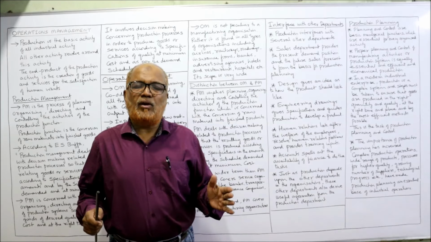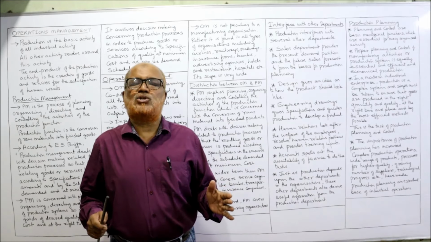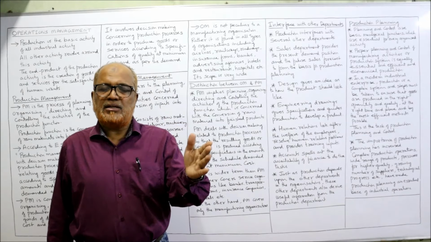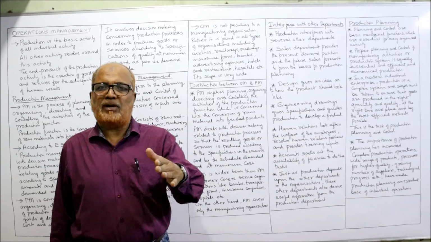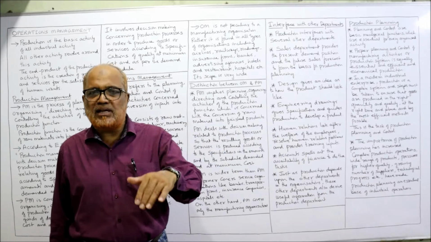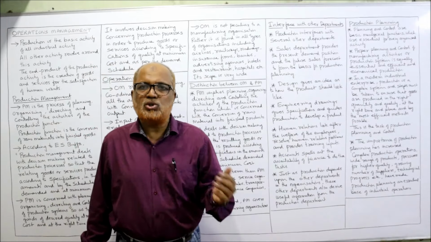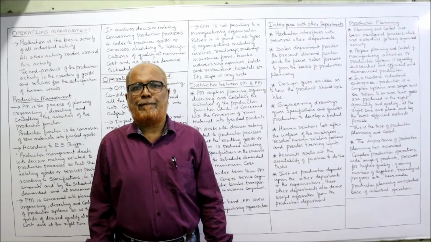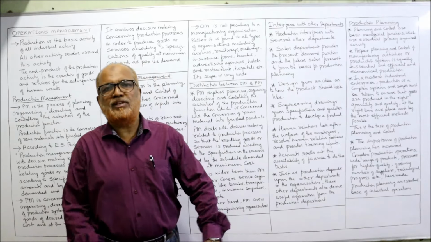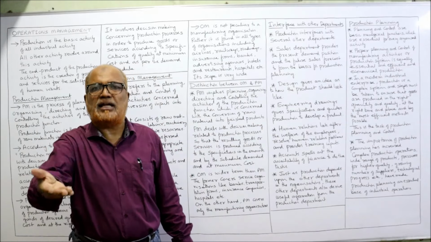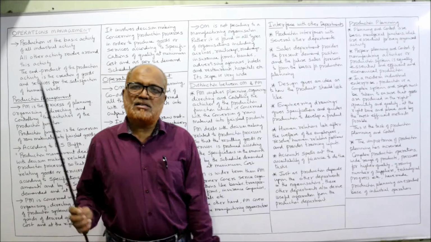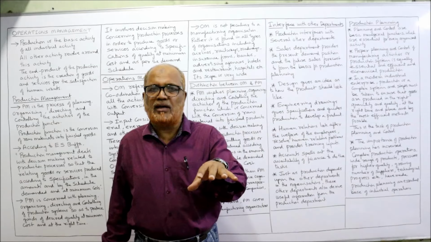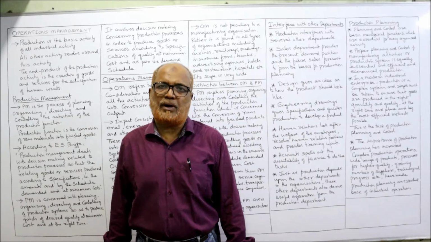Remember, in any organization, there are a number of departments: production department, marketing department, purchasing department, finance department, research department, human resource department. So many different management departments are there. Now, what is the relation of the production department with the other departments? In the beginning itself, we discussed that all other activities revolve around the production department.